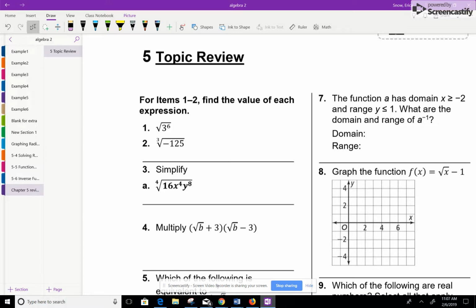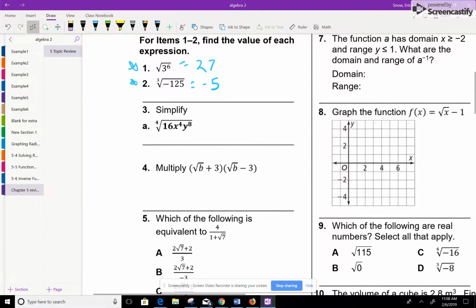For questions 1 and 2, you should be putting these into your calculator. So if you put this in your calculator, that'll end up being 27, and this will be -5. Okay, easy peasy, lemon squeezy.